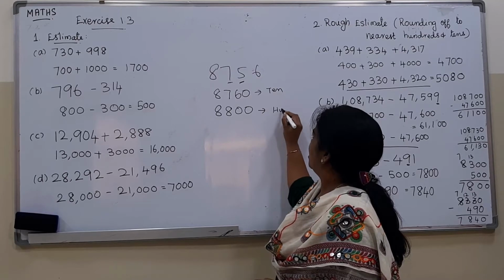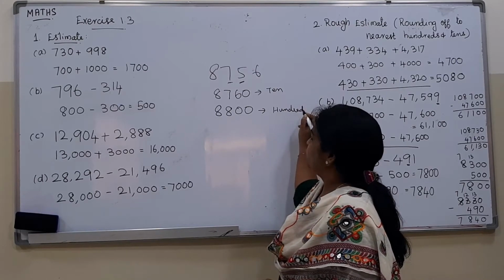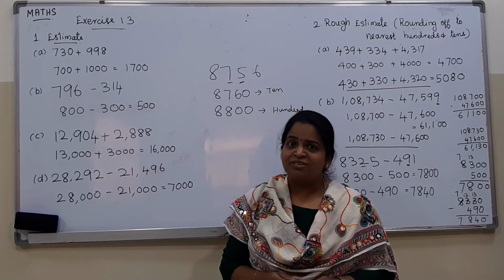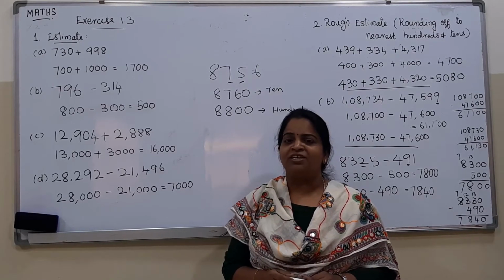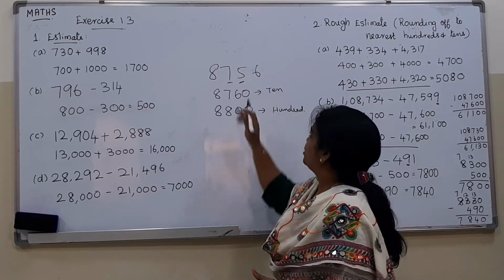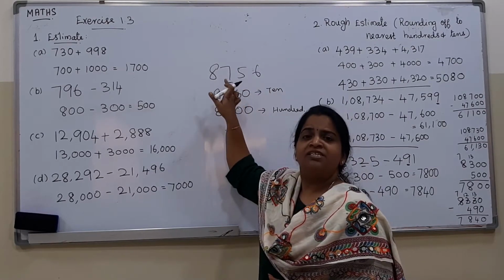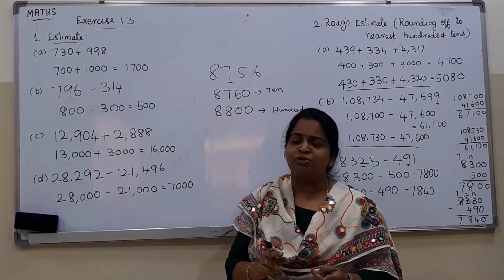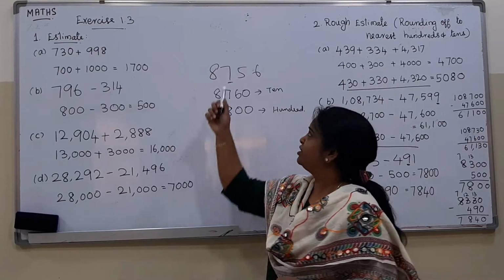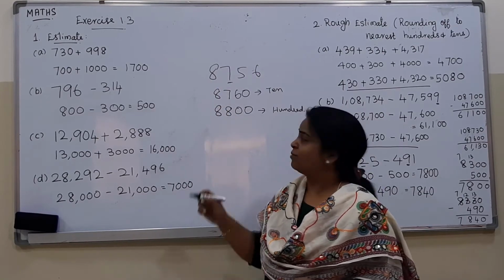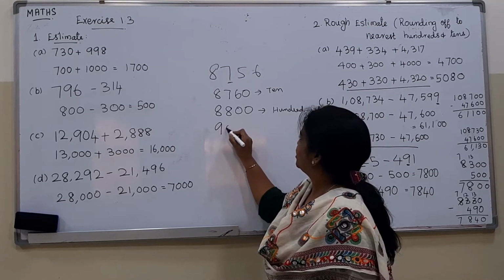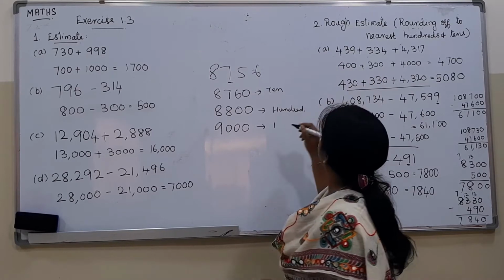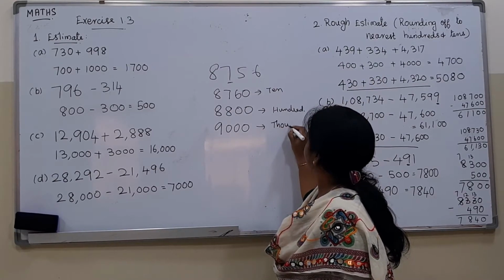If you want to round off to the nearest 1000, what do you have to check? You have to check the number in the hundreds place. What is there in the hundreds place? 7. 7 is more than 5. For 5, 6, 7, 8, 9, you have to add 1 to the number in the thousands place. Here it will become 9000. This is rounding off to the nearest 1000.